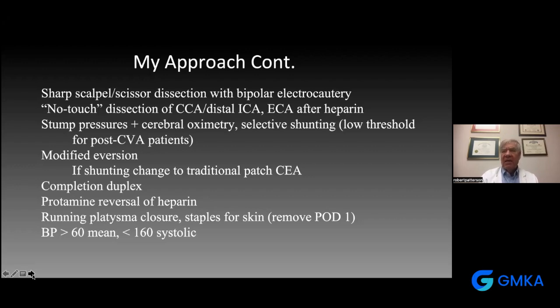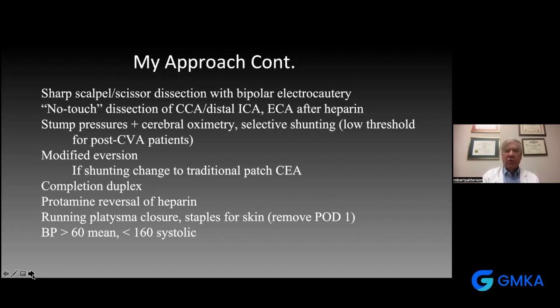And if you have any issues with it, you can convert to a traditional patch angioplasty. If I know I'm going to shunt, I just do a traditional patch angioplasty so that I can put the shunt into healthy vessel and minimize the ischemia time. I do a duplex scan in the operating room to ensure that the technical performance is good.